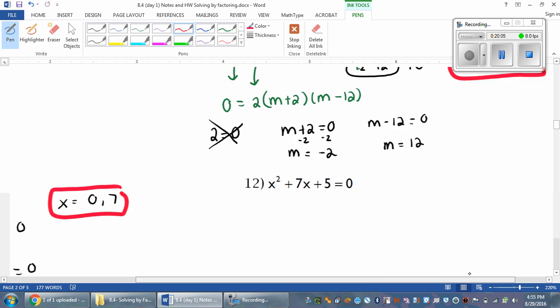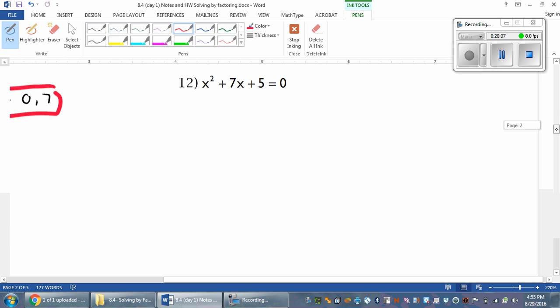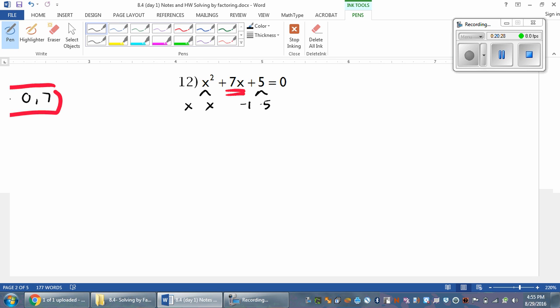All right, move on to number 12. All right, so again, the left-hand side needs to be factored. There's no GCF, so I'm going to go ahead and start factoring with x squared as x and x, and factors of 5 as 1 and 5. But do you see there, the only thing that makes 5 is 1 and 5 and negative 1 and negative 5, and none of those add to positive 7. So this equation cannot be solved by factoring.